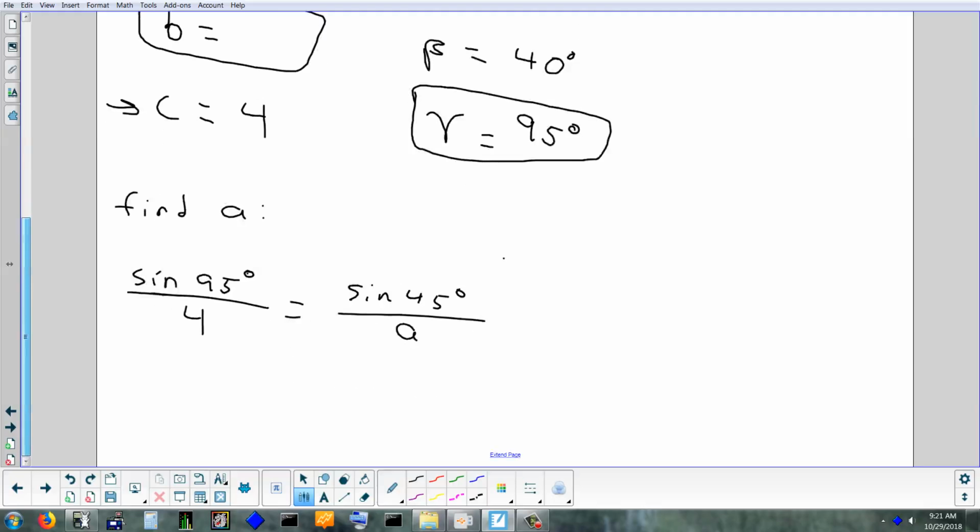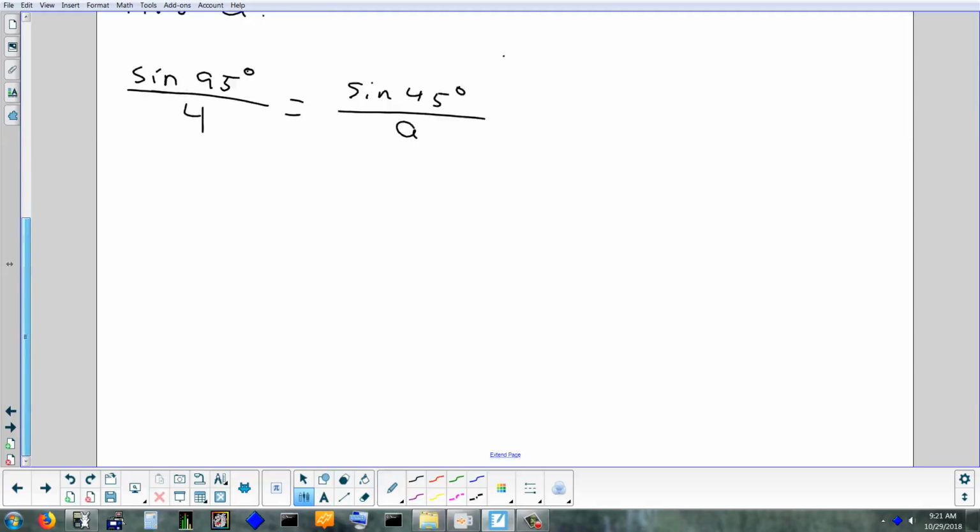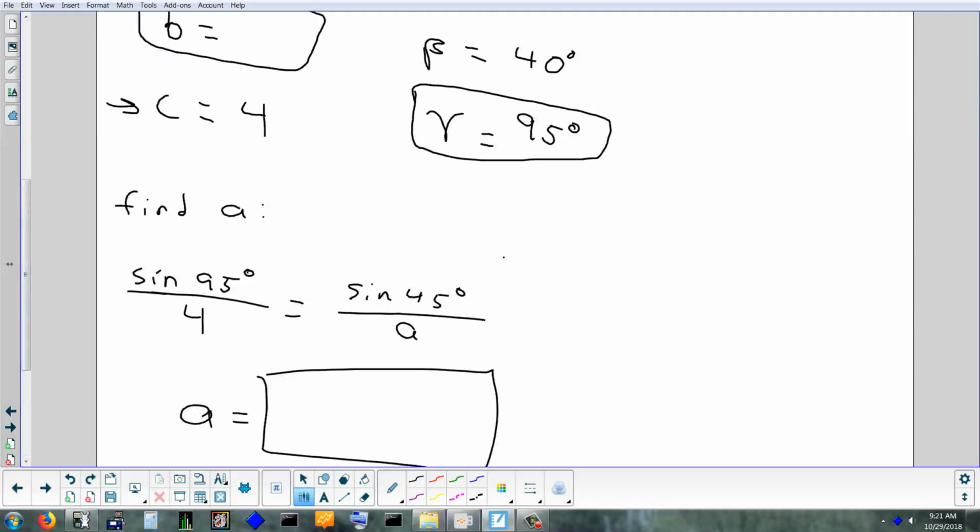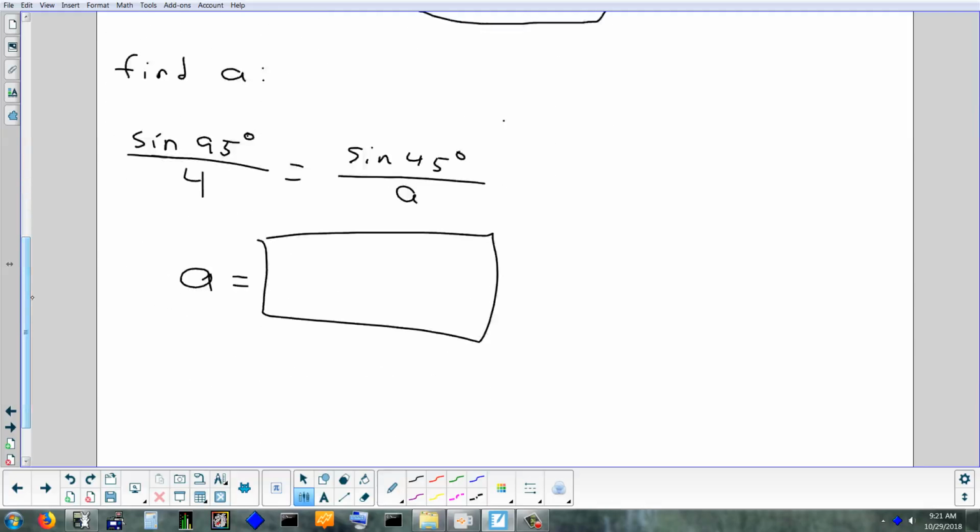Okay, and then once I cross multiply, can somebody tell me what I'll have for A? I don't need the decimal, just what times what divided by what. What am I going to put into the calculator? 4 sine 45 over sine 95. Yep.